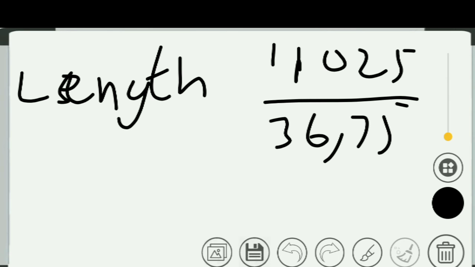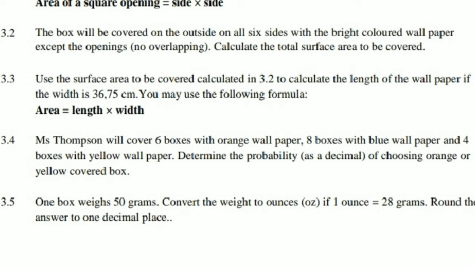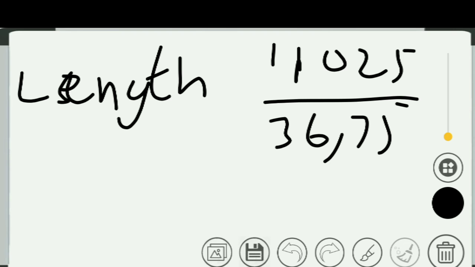Let me read the question again if you didn't understand. Use the surface area to be covered calculated in 3.2 to calculate the length of the wallpaper if the width is 36.75 centimeters. We are calculating the length if the width is 36.75. You may use the formula. It's given, guys, so we are going to 3.4.